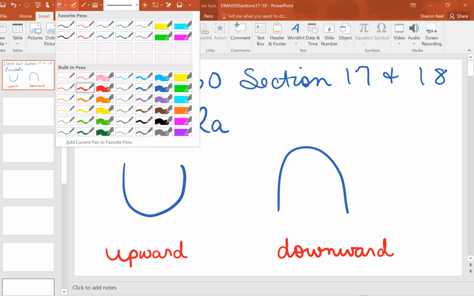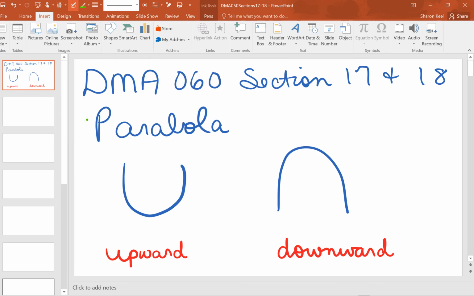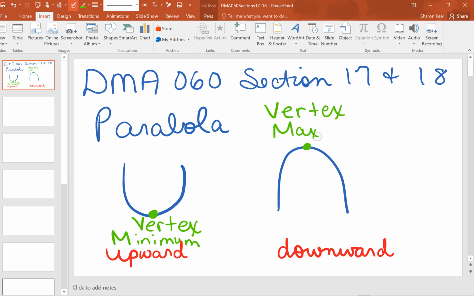An important concept that we need to talk about regarding a parabola is an item that's called the vertex. The vertex on this parabola is at the bottom. When the vertex is at the bottom, it is called the minimum. When the vertex is at the top of a parabola, it is called the maximum.